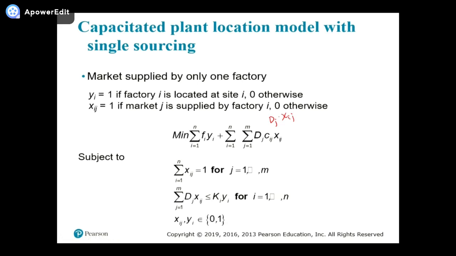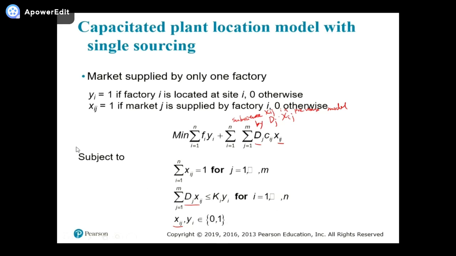So basically, we can just substitute our previous xij in the previous model by this dj times xij. These are the locations we need to change. And also we need to require xij to be binary.